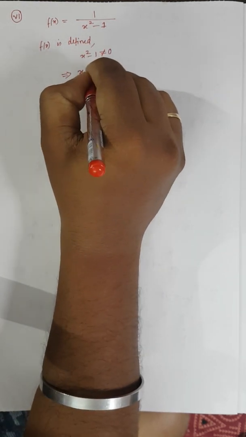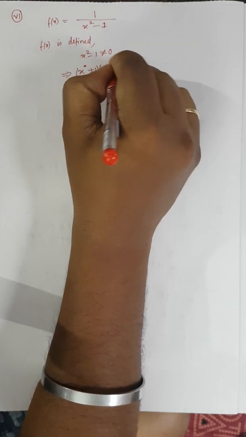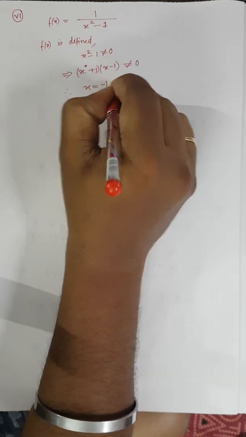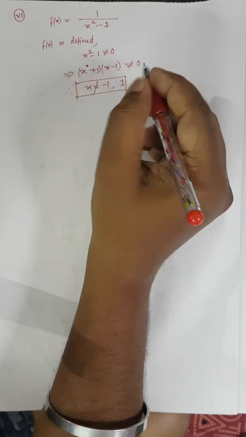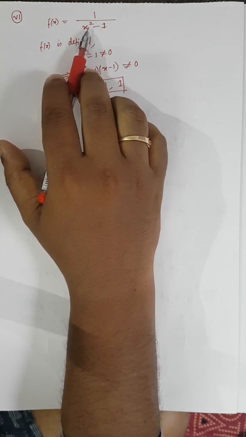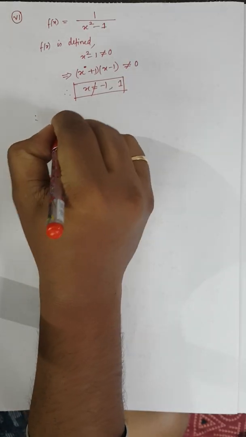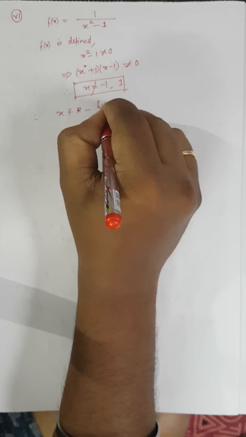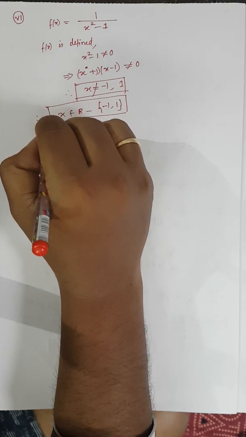So x plus 1 into x minus 1 not equal to 0. See, x not equal to minus 1 and plus 1. X cannot be equal to minus 1 and plus 1. If I put minus 1, it is minus 1 whole square, 1 minus 1, 0. For plus 1 again it is 0. So x can be all real numbers except minus 1 and plus 1. For minus 1 and plus 1, the function will be undefined.